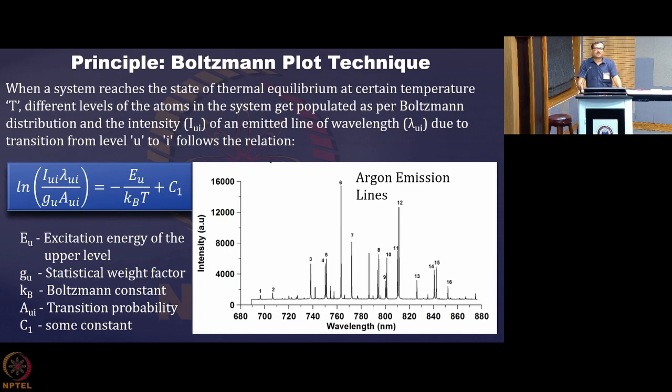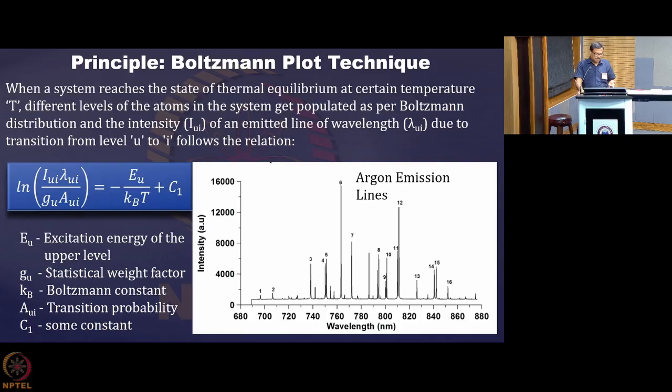You know that according to the Boltzmann distribution, the number of electrons at a certain higher energy state is proportional to the exponential of minus E by kT, where E is the energy level. Now, at a certain temperature, this is the population of the energy level E, and the transition of the electrons from that level to the other allowed levels depends on the population of that level. The more the population, the more will be the intensity.